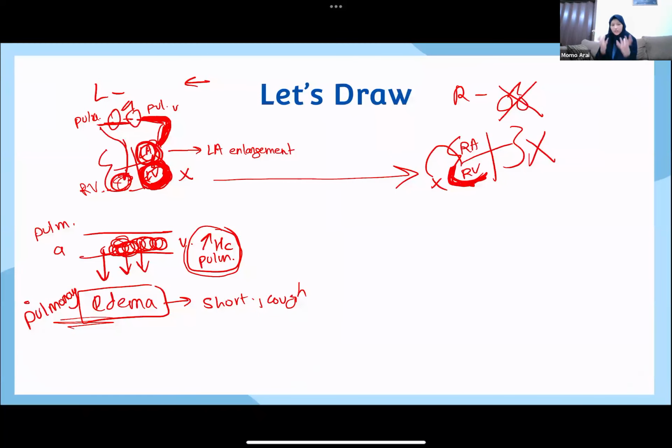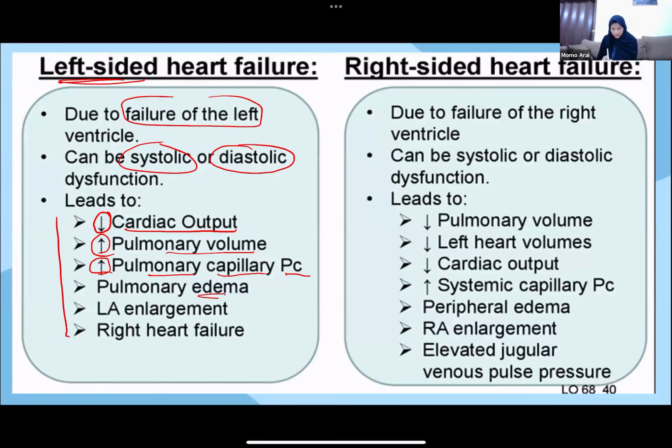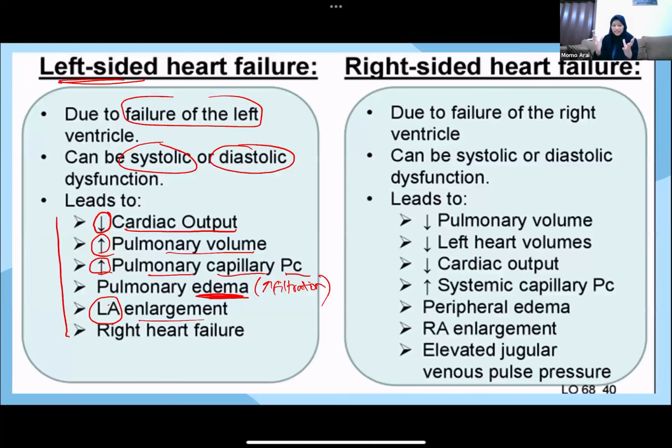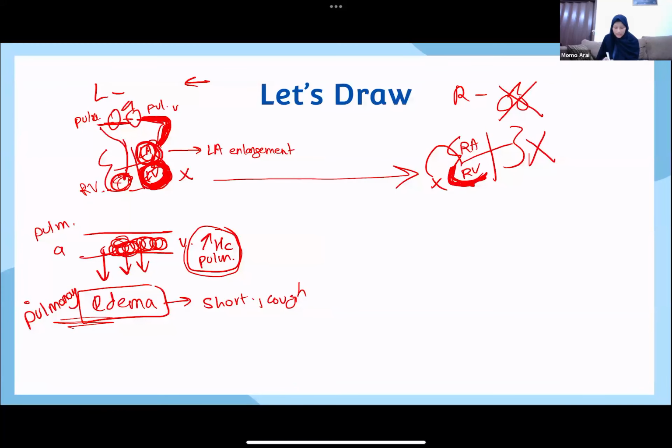Because of this huge amount of blood, which causes pulmonary edema due to a lot of filtration in the pulmonary side. And we'll go back to the heart: left atrial enlargement. Like we said here, the left atrium is not used to a lot of blood, so it dilates and enlarges. And then sometimes it can cause right heart failure because the blood pools; if it's worse, it can go back to the right side through the lungs. So that's why the right side can also fail and cause right heart failure.